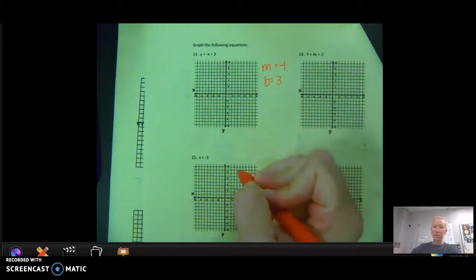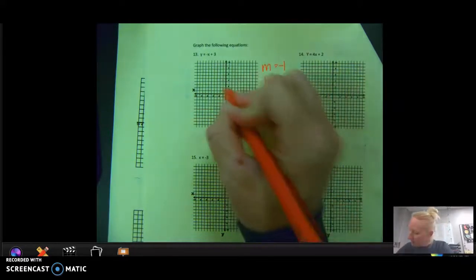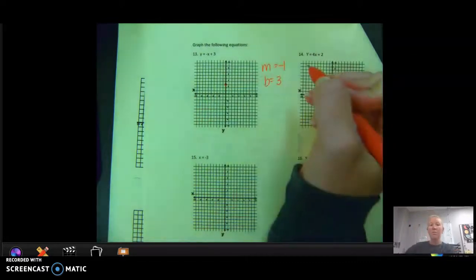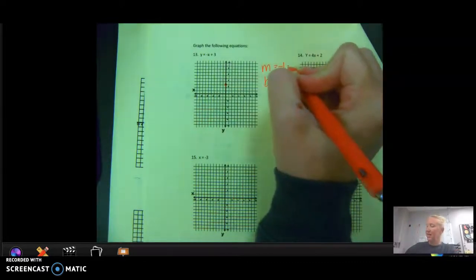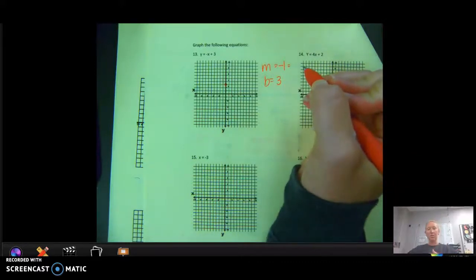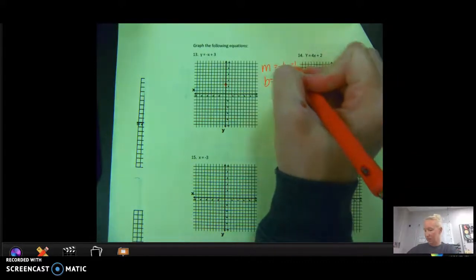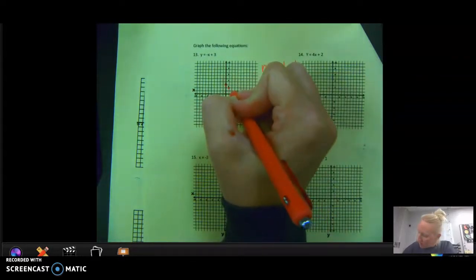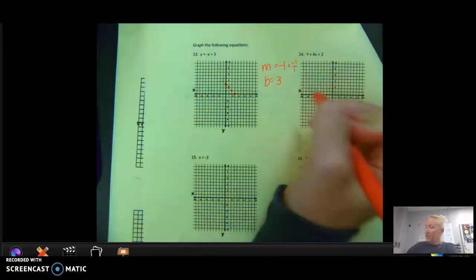So what you're going to do first is you're always going to put your y-intercept on first. My y-intercept is at 3. So up 1, 2, 3, there's a point, okay? My slope tells me go down 1, but I need a rise and a run. So we're going to turn whole numbers into fractions. So that's negative 1 over 1. So I'm going to go down 1 over 1, down 1 over 1, down 1 over 1.